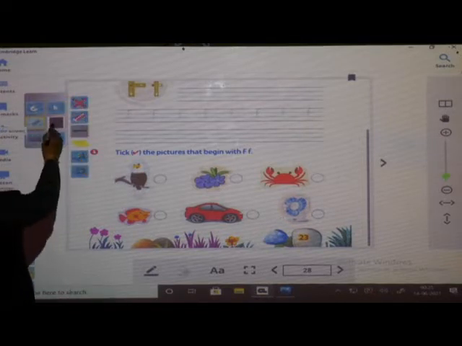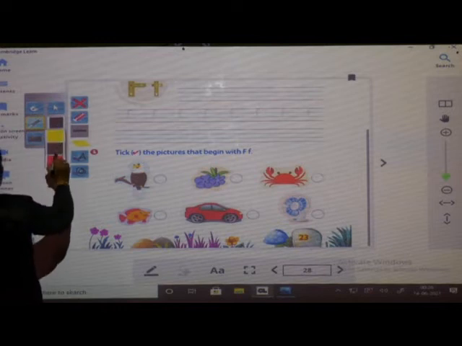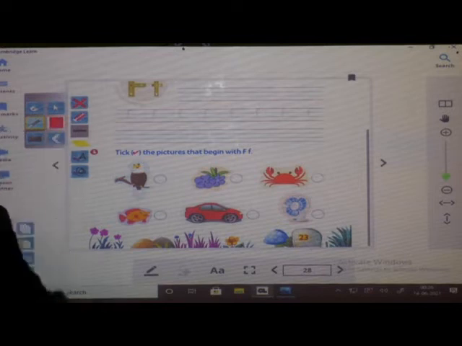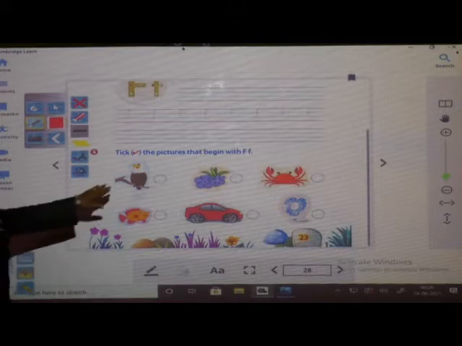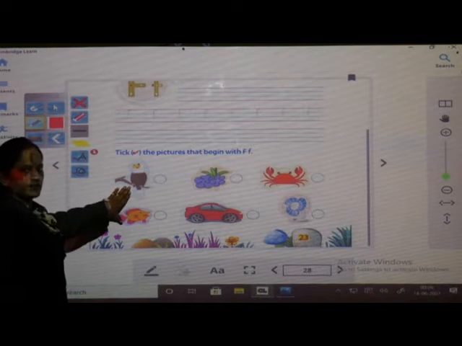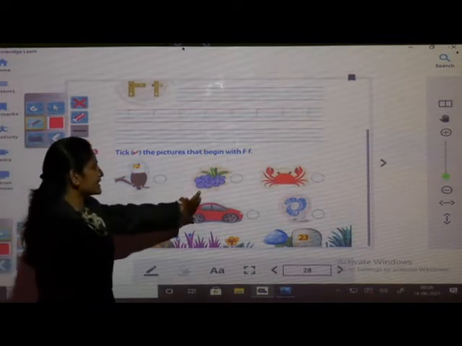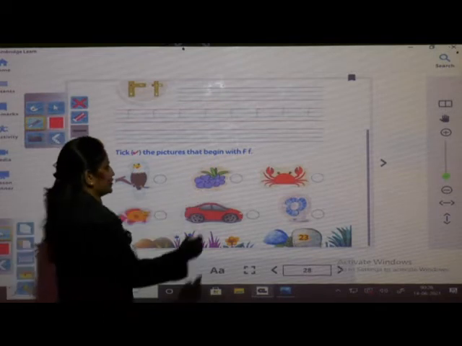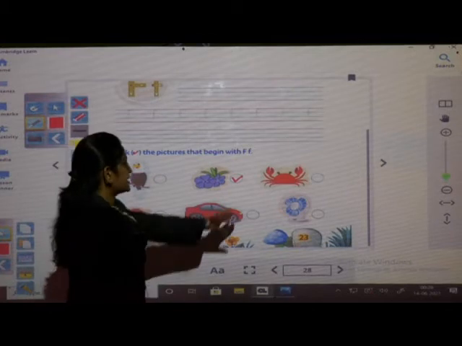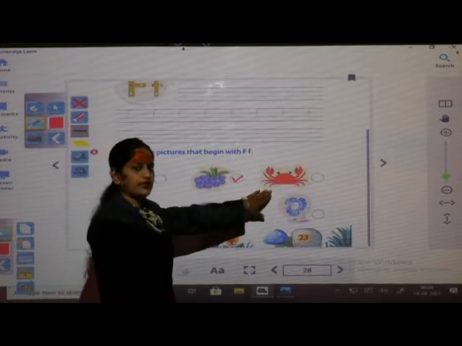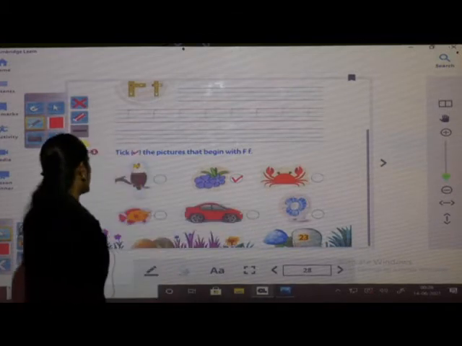So here you have to tick mark the pictures that start with letter F. So which picture is this? Does it start with letter F? No. Which picture is this? Flowers. Yes. So you have to do your tick mark. Which picture is this? Does it start with letter F? No. So we don't have to tick it.